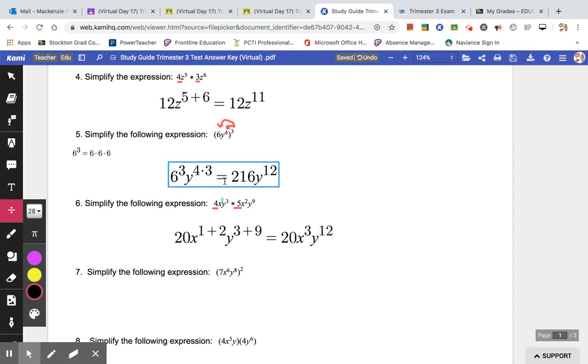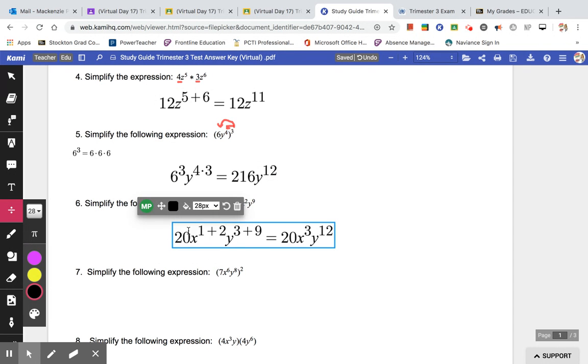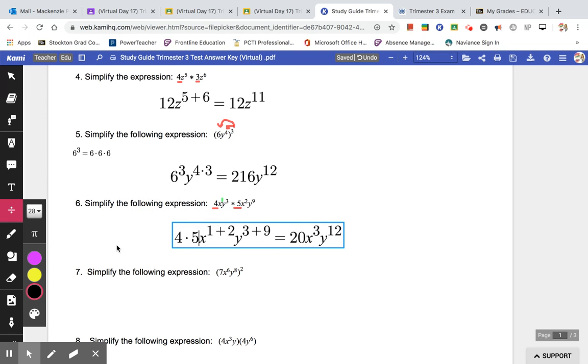So again, this is a good example of how to show your work. You could, even if you wanted to go a step farther, you could have showed that you were multiplying 4 times 5, or you could have just simplified that to be 20. Either of those ways work.